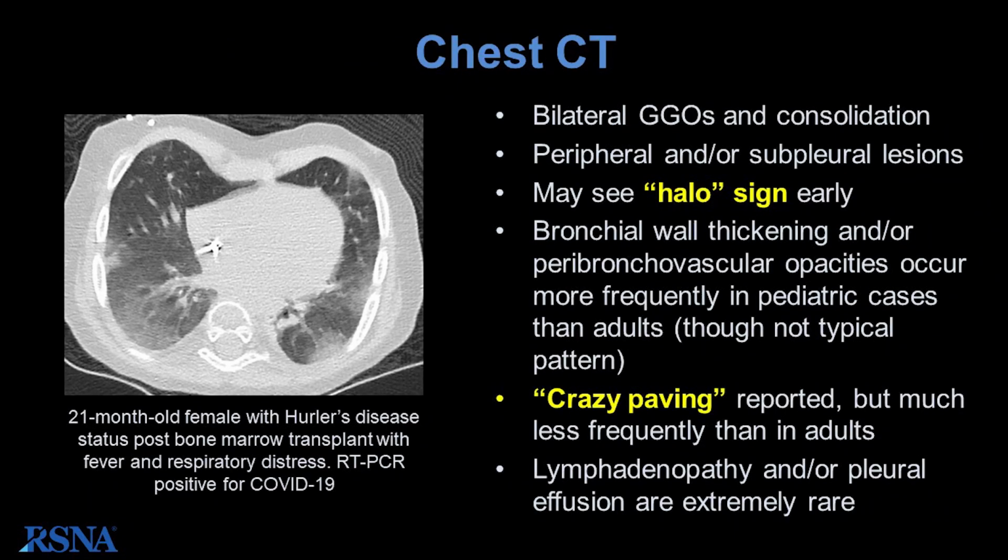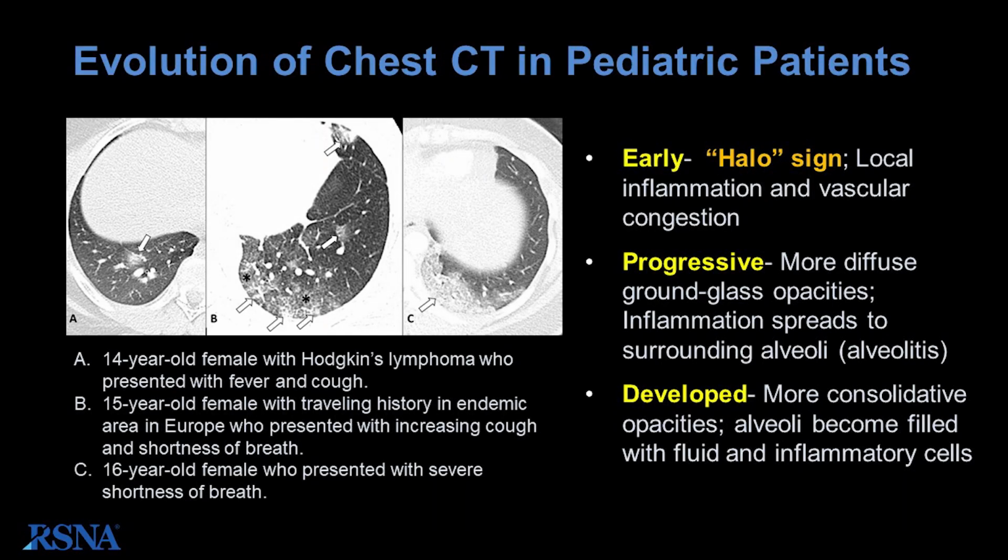As more pediatric COVID-19 cases have come to attention, we've begun to see some evolution of imaging findings on chest CT. In the early phase of infection, the halo sign may be observed, which corresponds to a rounded area of consolidation with a surrounding rim of ground glass opacity. Hence, local inflammation in the lung with surrounding vascular congestion. As the infection begins to spread to adjacent alveoli and a pattern of alveolitis, the imaging appearance changes to more diffuse ground glass opacities. Finally, as the alveoli become filled with fluid and inflammatory cells, a more developed and consolidative appearance is visualized on chest CT.